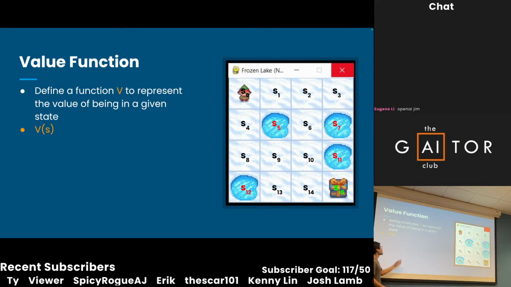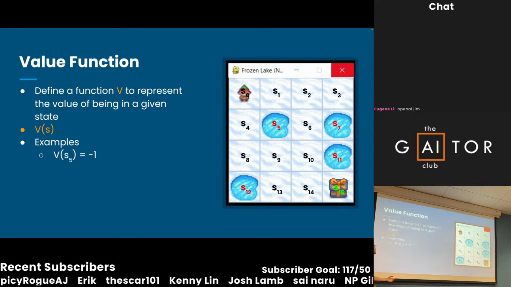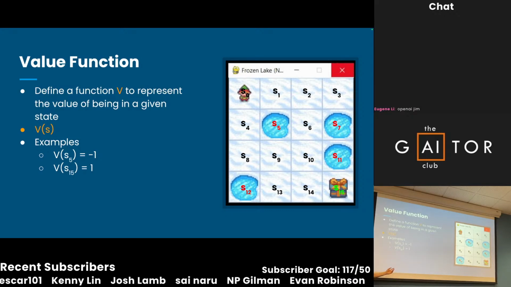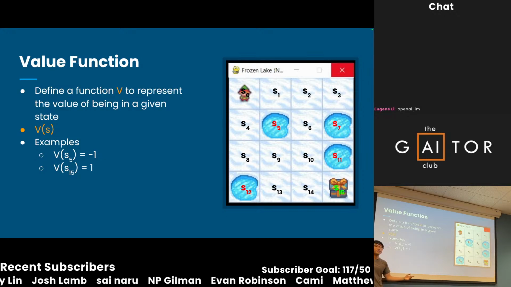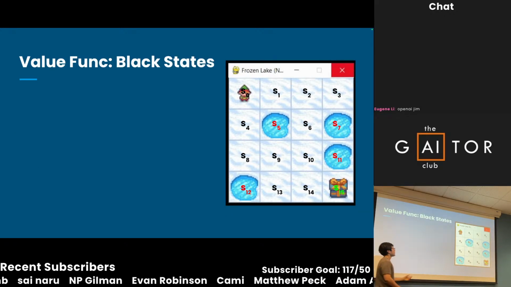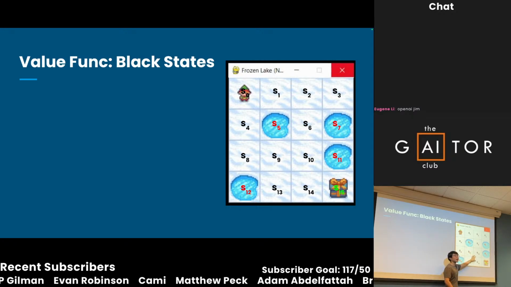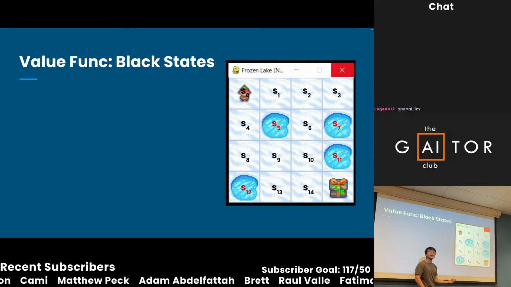And so we can define this value function of being in those states. The state S5, which is this hole here, will have the value of -1. And the state S15, which is the treasure chest, will have a value of 1. So what about these black states? What I mean by black states is just these states where the text is black as opposed to red or green. What are the values of those? Does anyone want to give a guess?